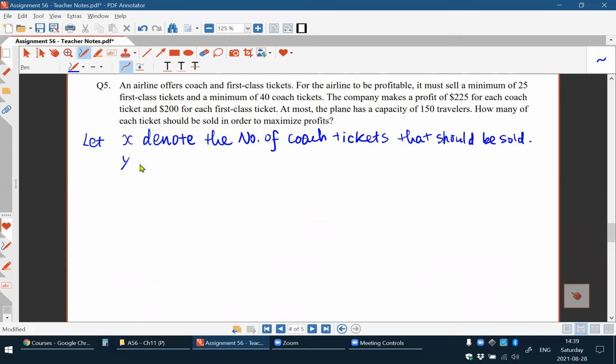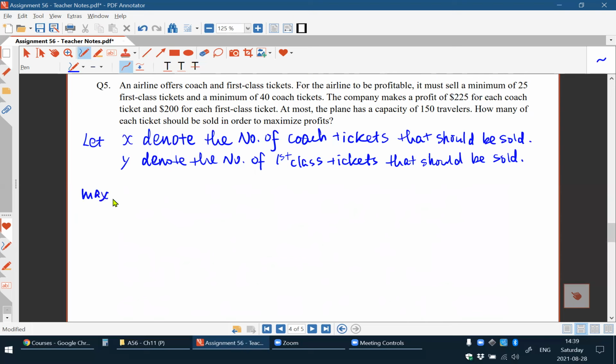And use the letter Y to denote the number of first class tickets that should be sold. Right? And our target is to maximize the profit, right? What is a profit?